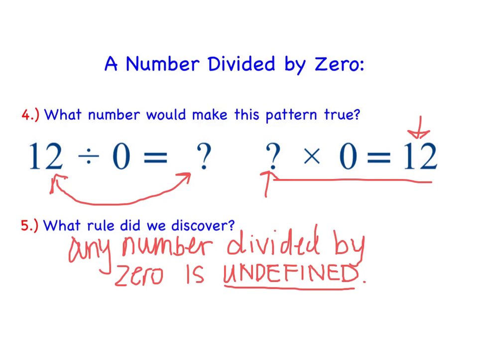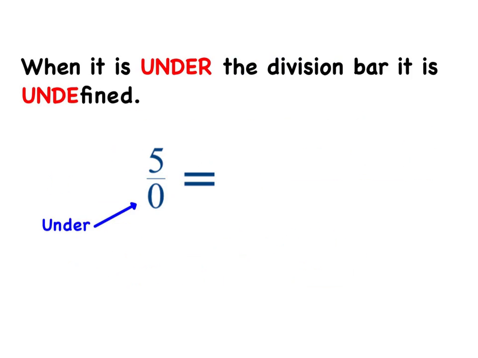So take a moment to write that down in your notes. Any number divided by 0 is undefined. A trick to help you to remember this is, remember, if we write a division sentence as a fraction, when the 0 is under the division bar, it is undefined. Okay? So if it's under the division bar, it is undefined.